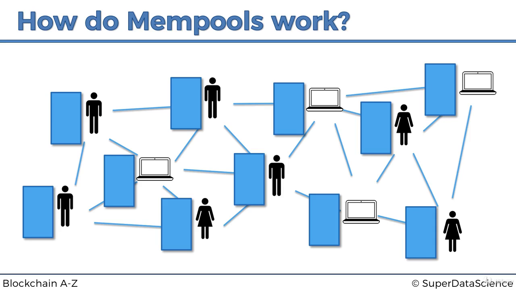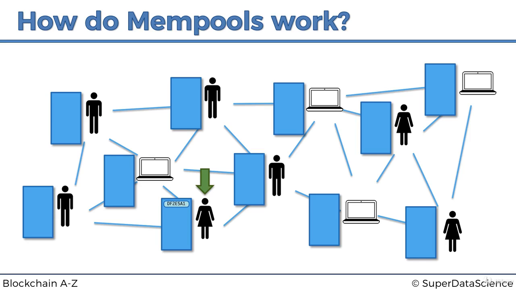So now let's look at an example. Let's say Susan over here wants to send some money to somebody. It doesn't matter whom. We're going to talk more about transactions and wallets later on. But for now, let's just say she wants to do a transaction. What happens then? She conducts a transaction, and that transaction gets added to her mempool.